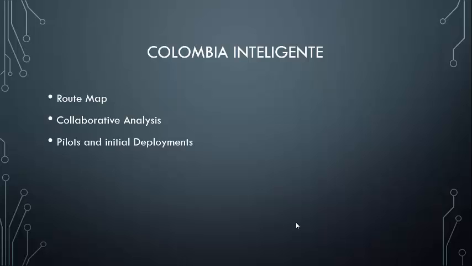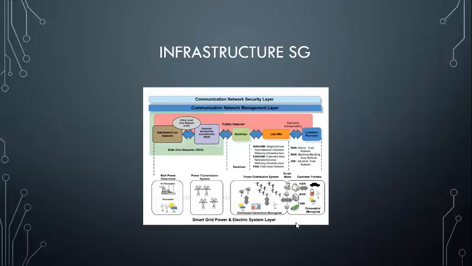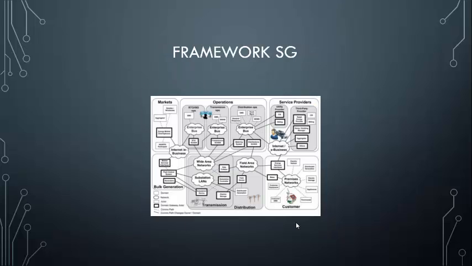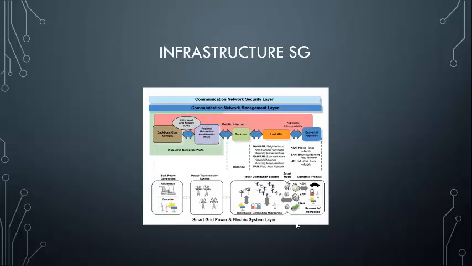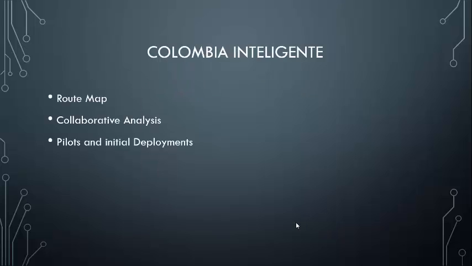The roadmap is more related with making a regulatory framework, like you can see in this framework, that we need to interconnect the different actors of SG. So this is the first phase of Colombia Inteligente.